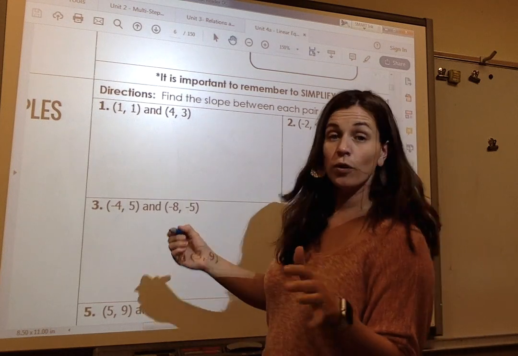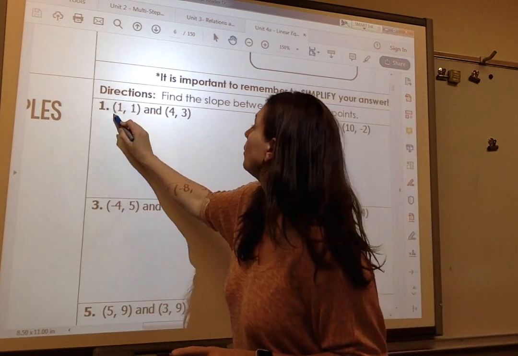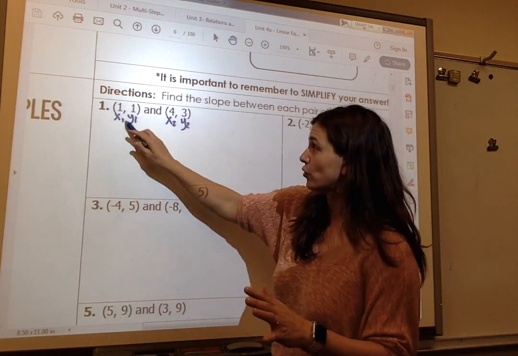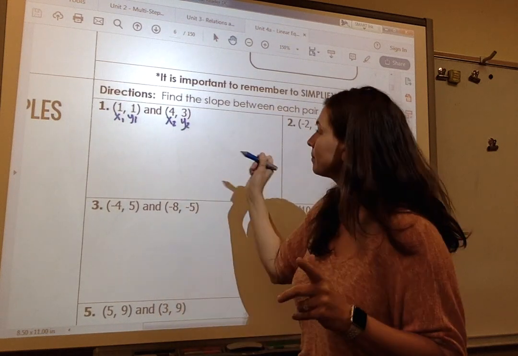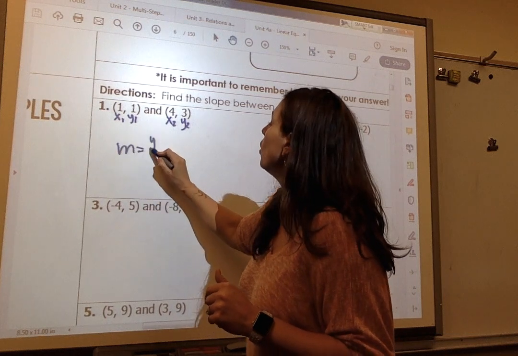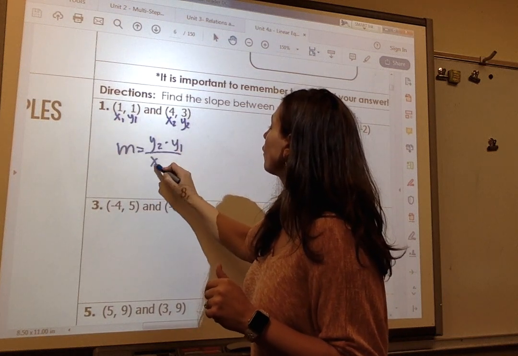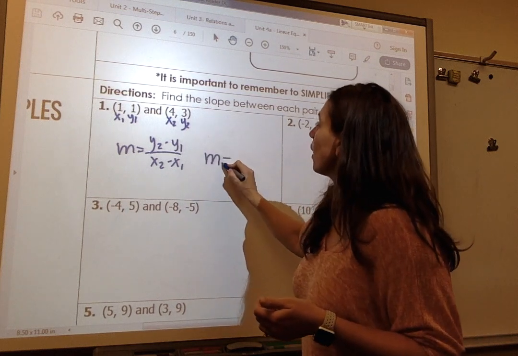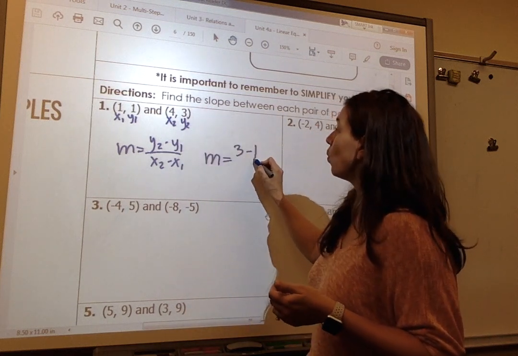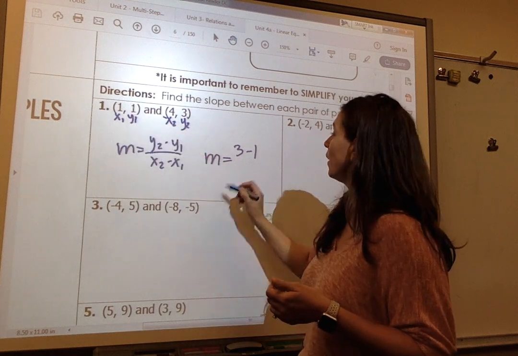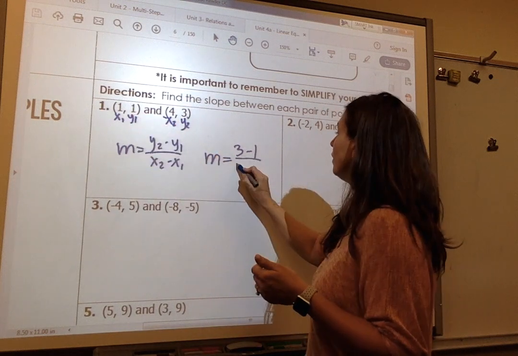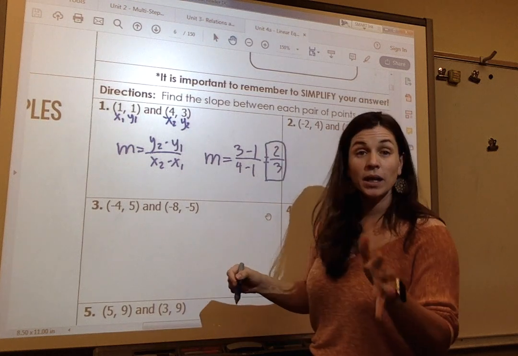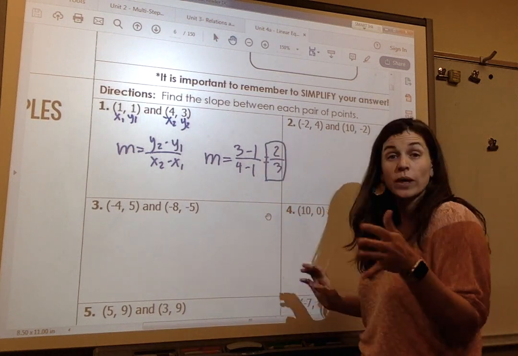I can still use my formula. If you're going to use your formula, I want you to put here's x1, here's y1, here's x2, here's y2, because this is my first ordered pair, this is my second ordered pair. My formula is this, y2 minus y1 over x2 minus x1. So now I'm just going to plug some things in. I see that y2 is 3 minus 1, over 4 minus 1, and I get 2/3. So either way, I'm going to get 2/3. It just depends which way you want to do it.